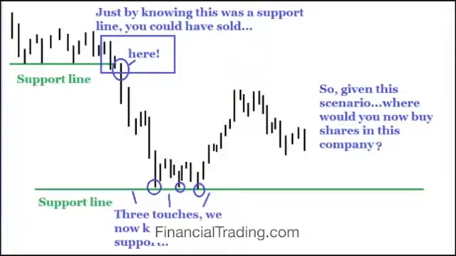Same sort of concept as before. We mark the lows of the down move. The low must be followed by a bounce for it to count as a support. So we've got one support line identified.